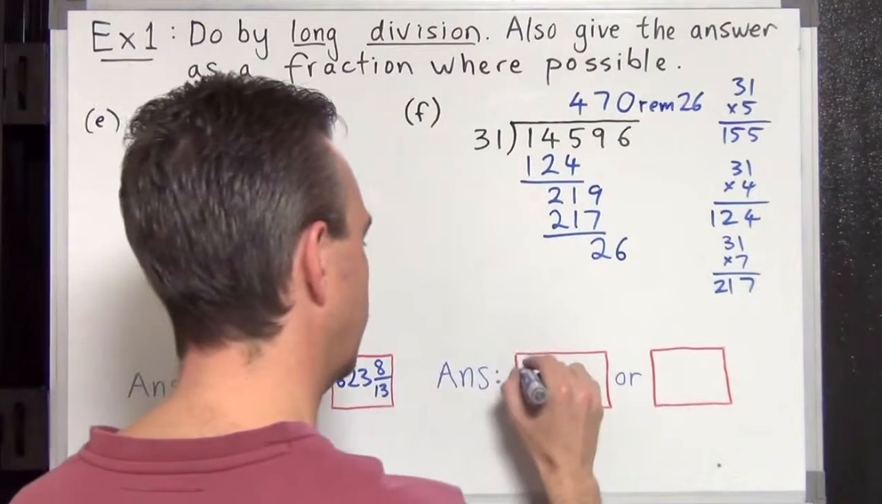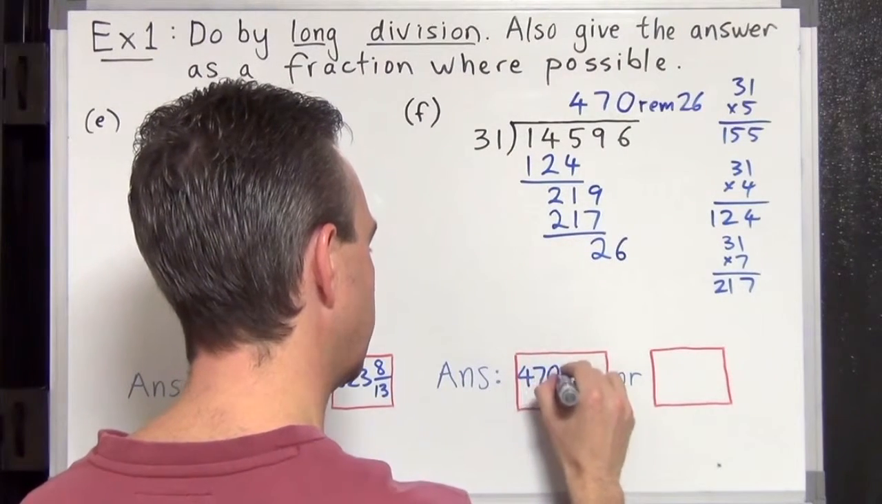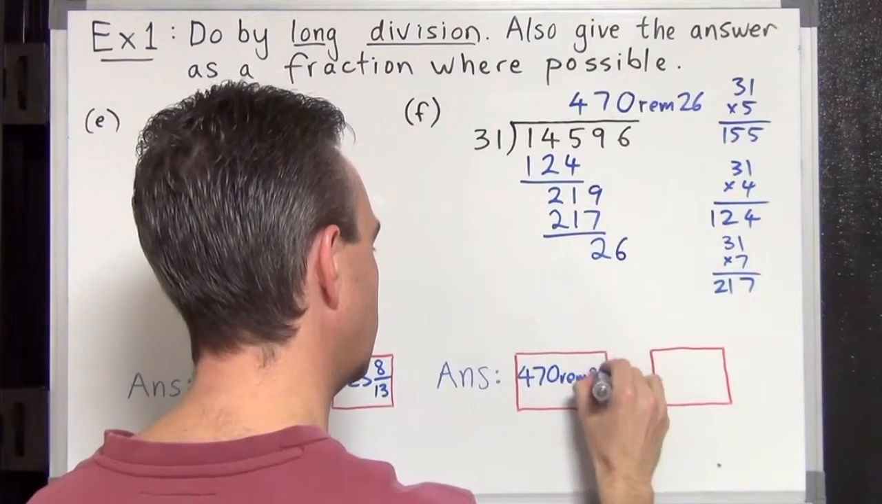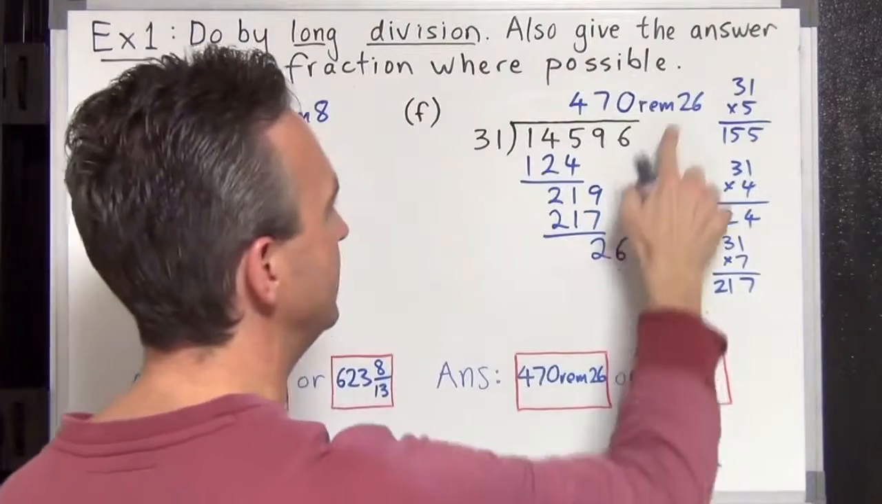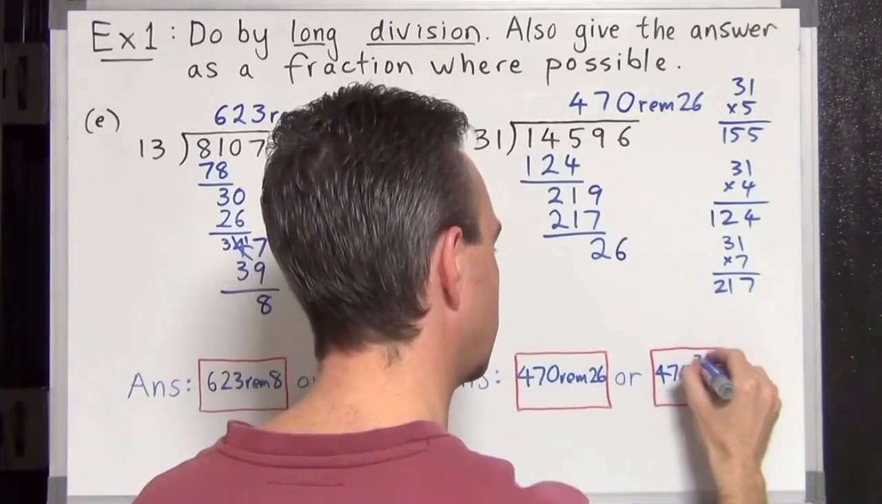Presenting our answer down here, 470, remainder 26. As a fraction, 470 and 26 over 31.